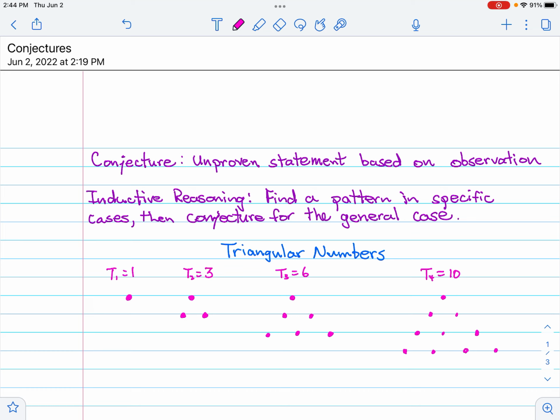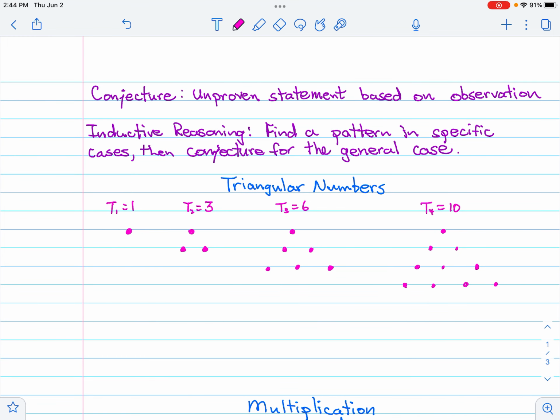Now, we're going to use those conjectures to engage in inductive reasoning. And inductive reasoning is when you find a pattern in a specific set of cases, and you conjecture about the general case. Now, I've got an example here to show you. There are these things called triangular numbers, and I've listed them here.